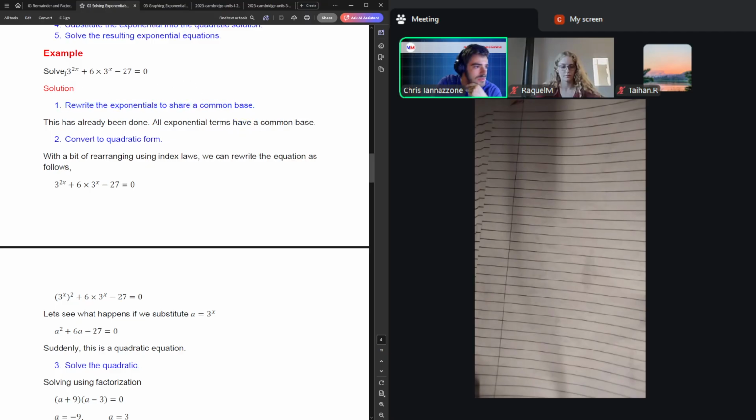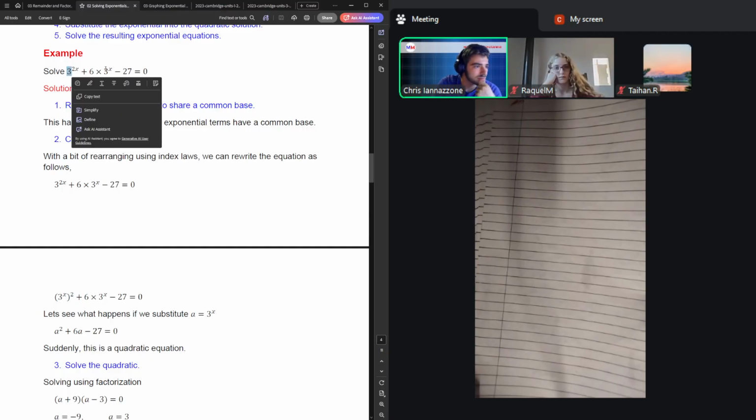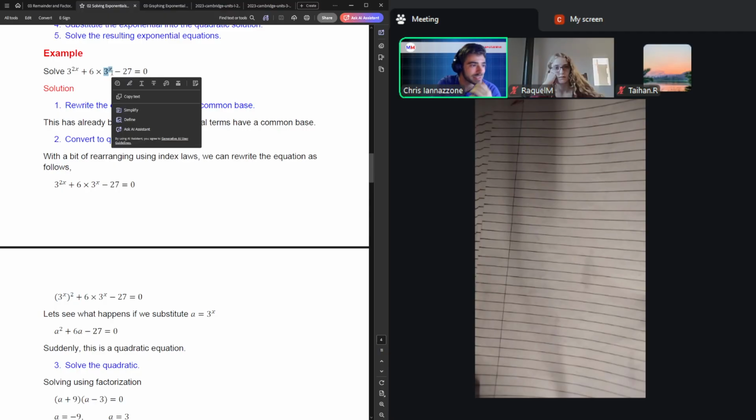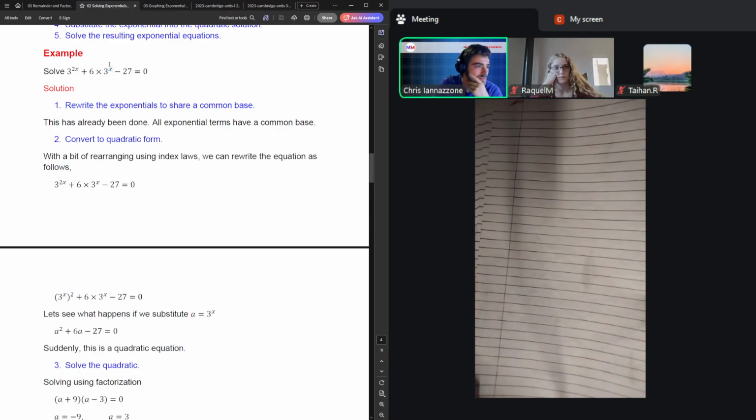First things first, try to rewrite all your exponentials to have the same base. This is already done. You can extend that further and not only make them have the same base, but have the same basic exponential itself. Like for instance, this is 3 to the x, this is 3 to the 2x.